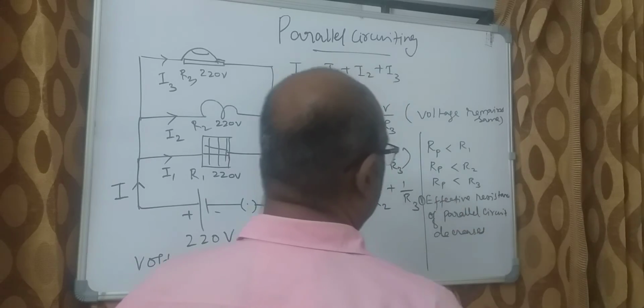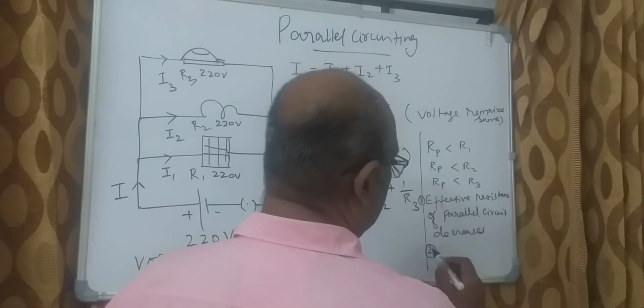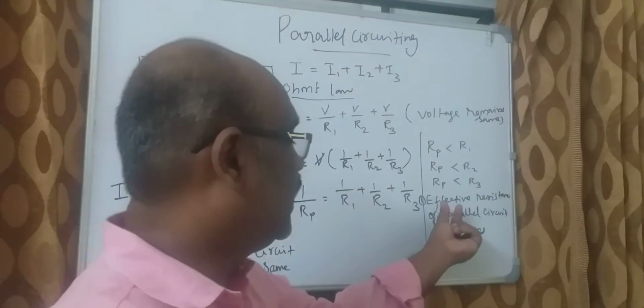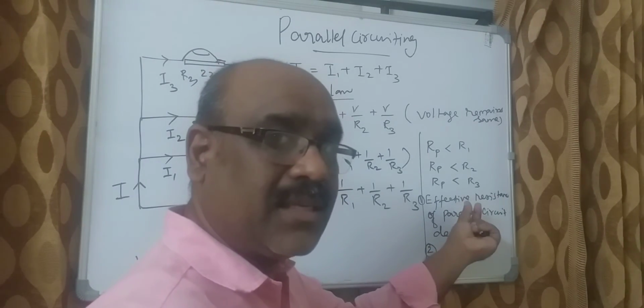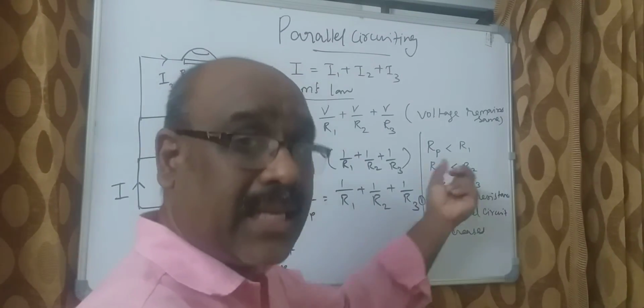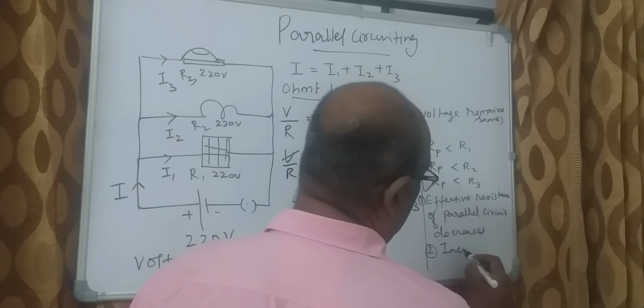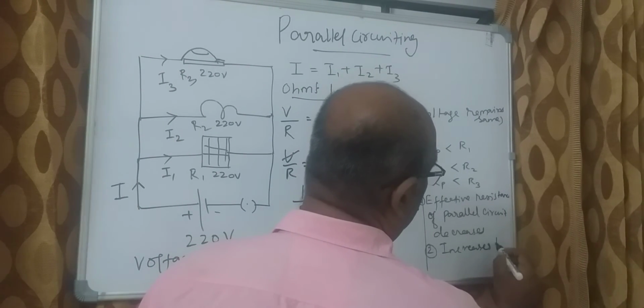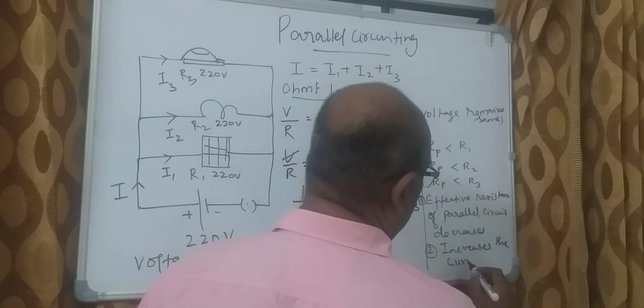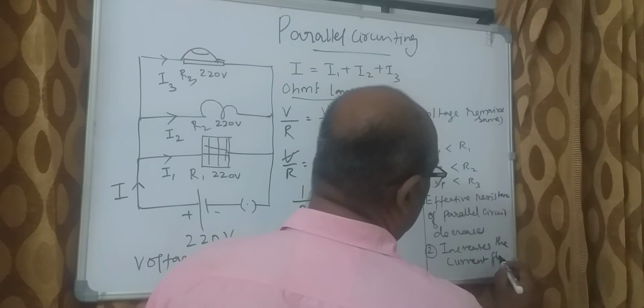First point. The second point: because of the decreased effective resistance, the current flow will increase in the circuit. So, it increases the current flow. Now, the current flow will increase in the circuit.